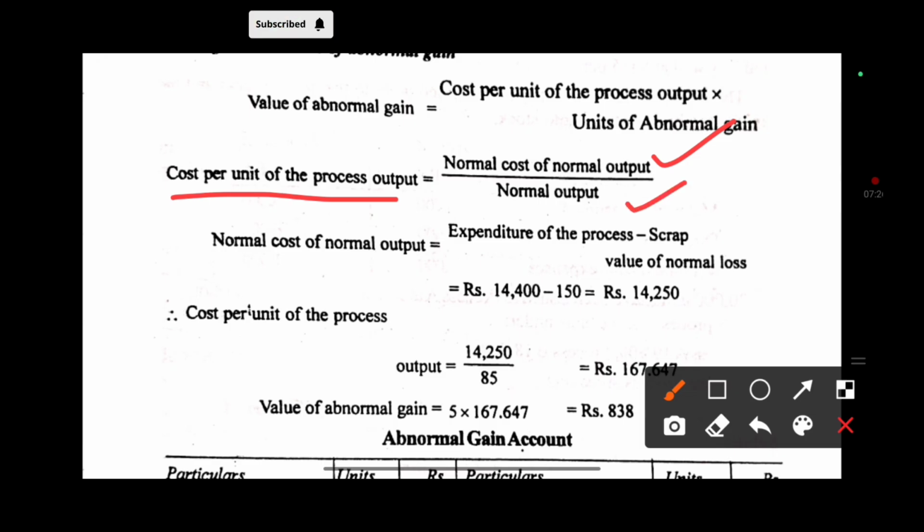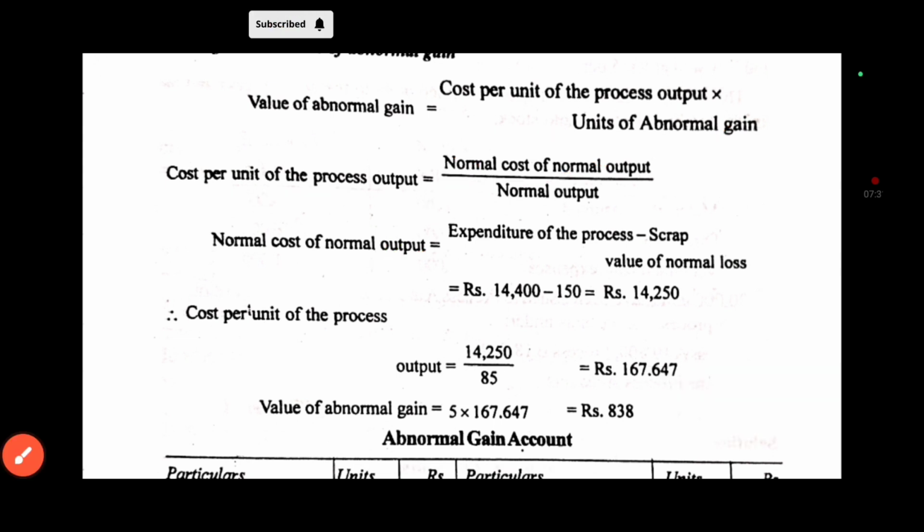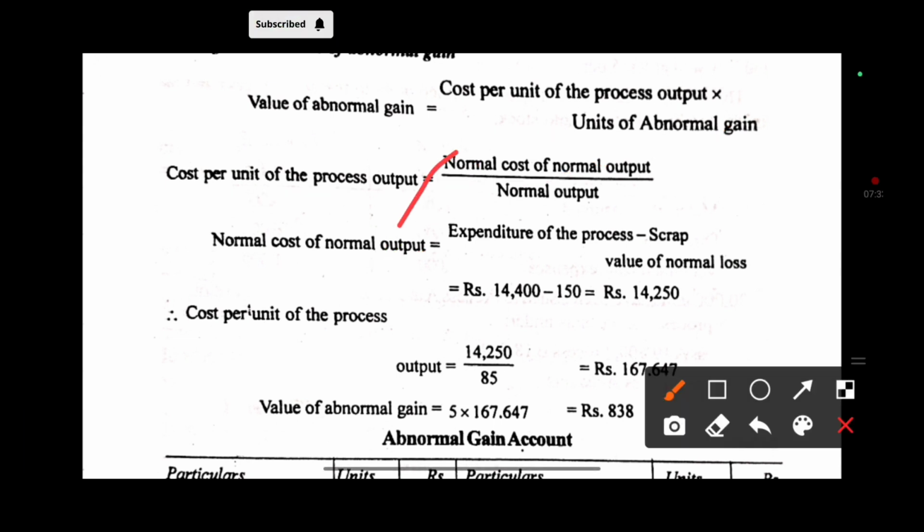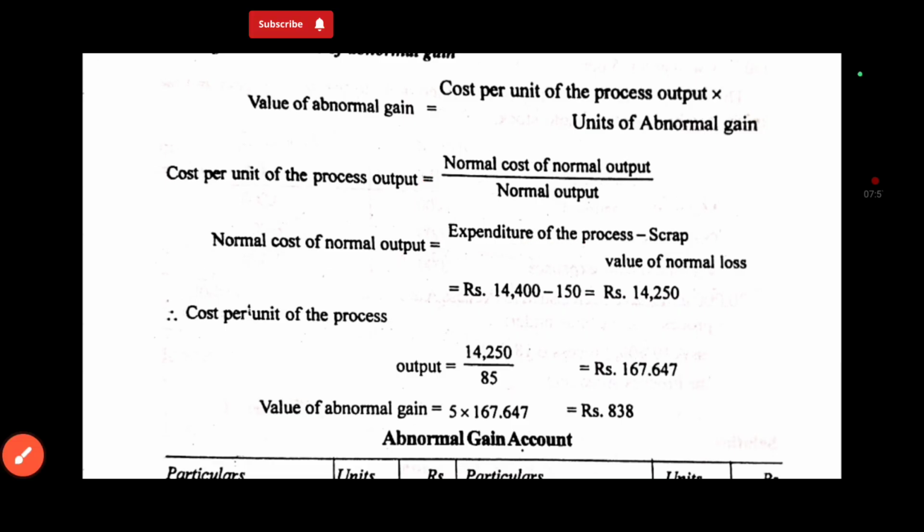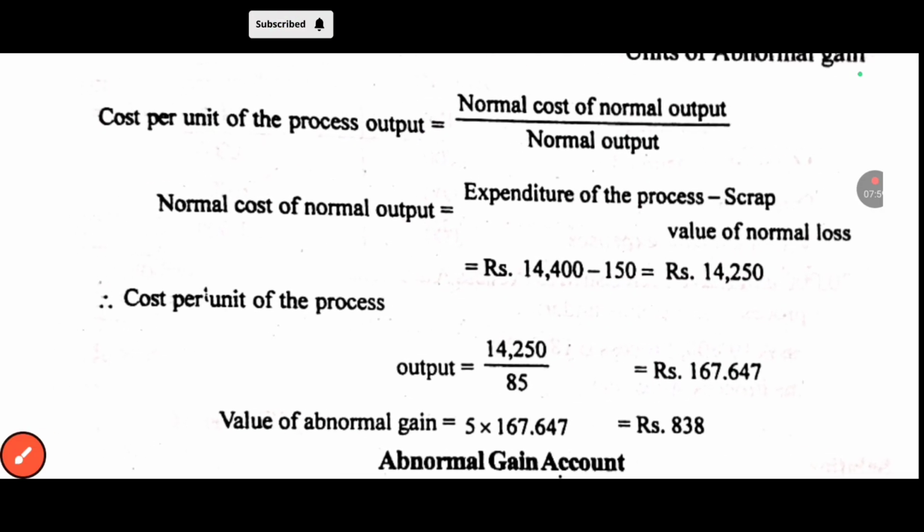What is meant by normal cost of the normal output? Listen, the normal cost of the normal output means the expenditure of the process minus the scrap value of the normal loss. Okay, got it? Normal cost of the normal output means the expenditure of the process minus scrap value of the normal loss. How much expenditure of the process do we have?